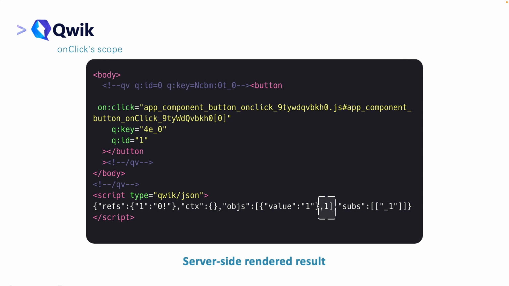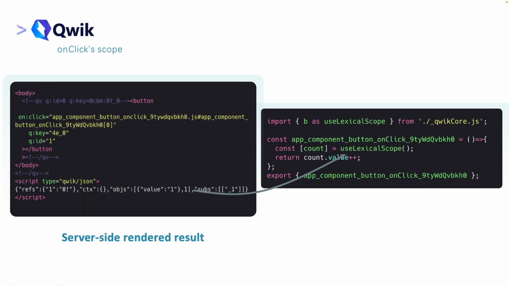From the server-side rendered HTML output, we can clearly see that the value of the state is recorded and serialized into the HTML output. So the 1 is actually here. These are the states over here. In the code-split onClick handler, the value will be retrieved through this useLexicalScope function. It will get the state variables that are declared within the scope, and this function will return the same variables for all click handlers. So they are all referring to the same variables and you don't have to worry about the references of the variables, right?